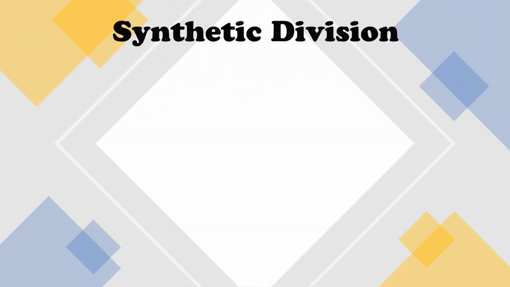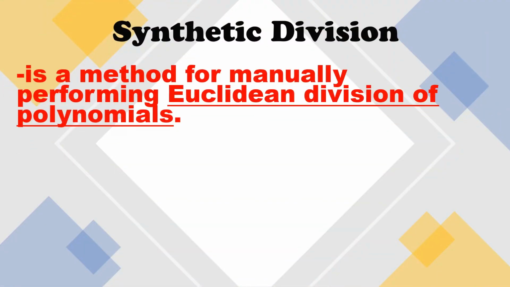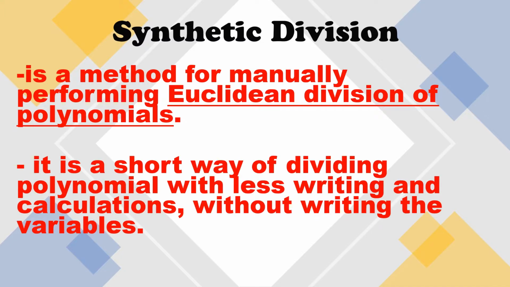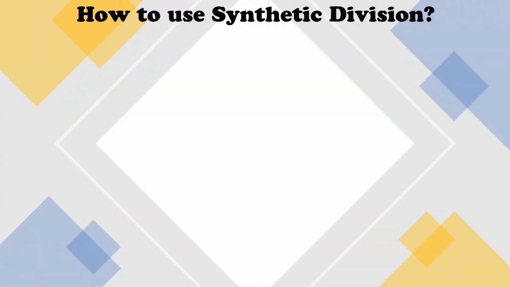Today, we're going to discuss synthetic division, which is a method for manually performing Euclidean division of polynomials. It is also a short way of dividing polynomials with less writing and calculations without writing the variables. A shortcut on how to divide your polynomials without using your variables. So how to use synthetic division?